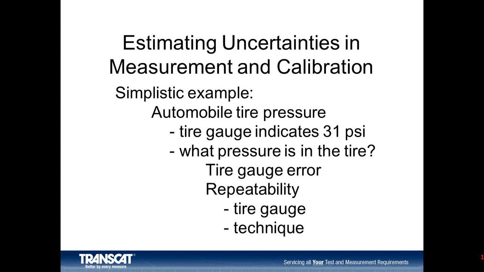There are also repeatability limitations. If you use the tire gauge 5 times, you might get 5 slightly different readings. Some of that is due to limitations of the tire gauge itself. Other influences might be the technique. If you hold the tire gauge at some slight angle, not make a good contact with the valve stem, the reading could be off that way. So this is kind of a simplistic example of an uncertainty assessment for an everyday event, tire pressure.